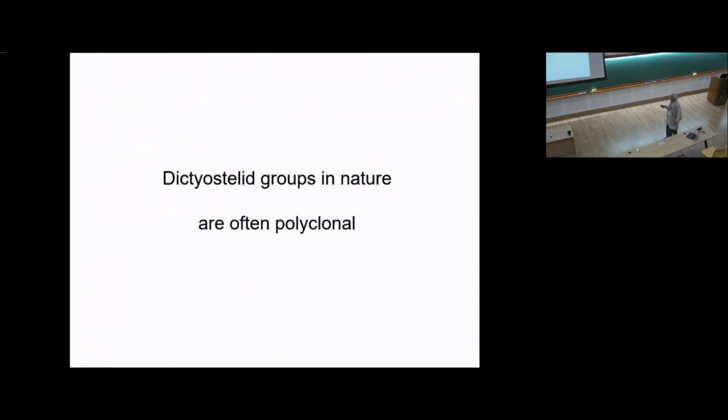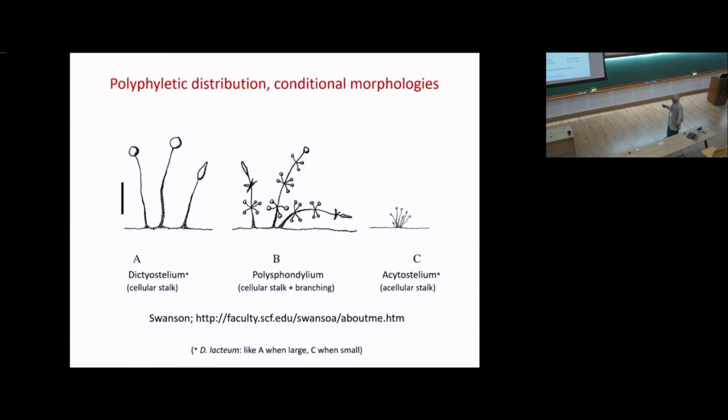On top of that, there are many other things. So one of them being many of these morphologies, so these are fruiting body morphologies, as I told you last time, are facultative, which means that they are condition dependent.